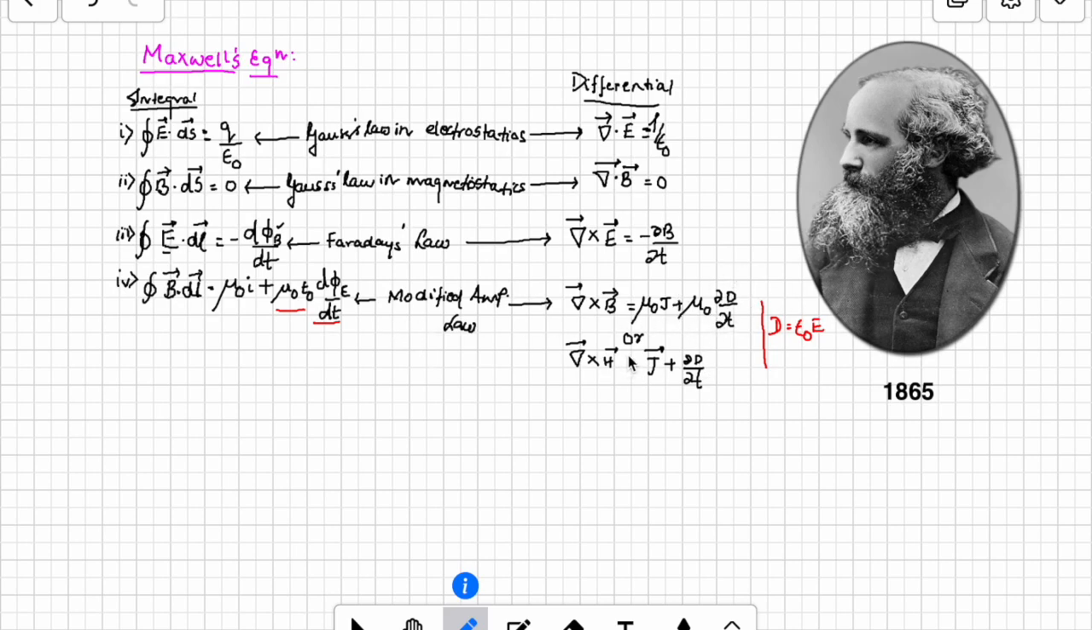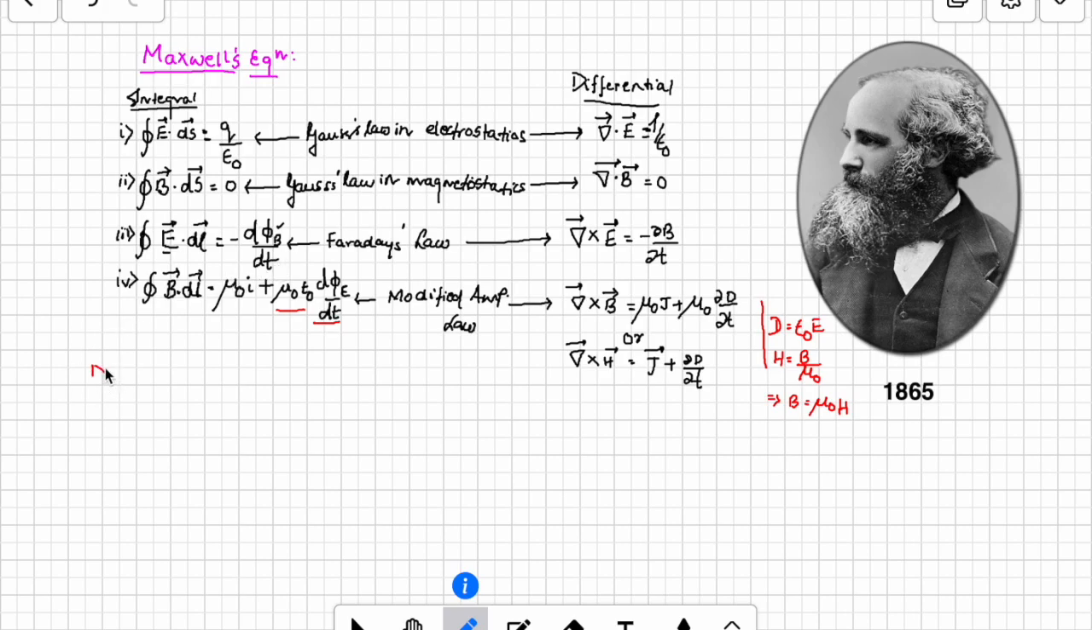In a similar way, if we write down H, if you divide this side by mu naught, and this side also by mu naught, that means my H is equal to B by mu naught. Please remember this expression. This also is something you might have seen before: B is equal to mu naught H.